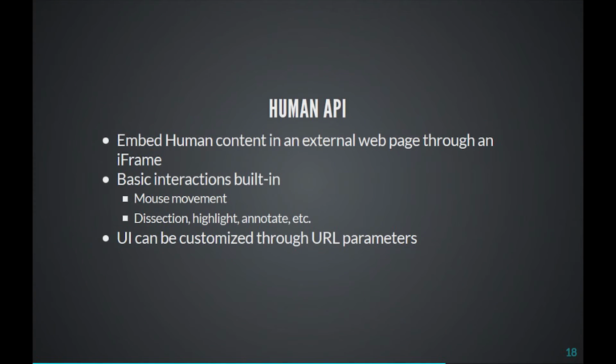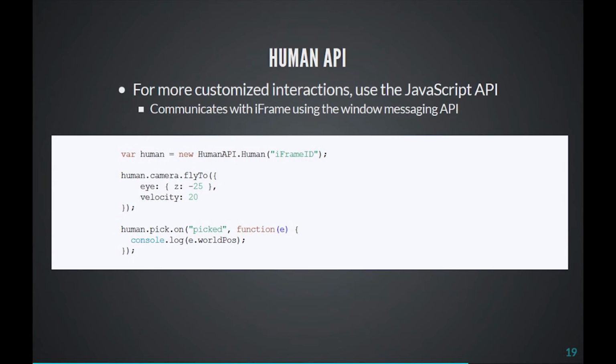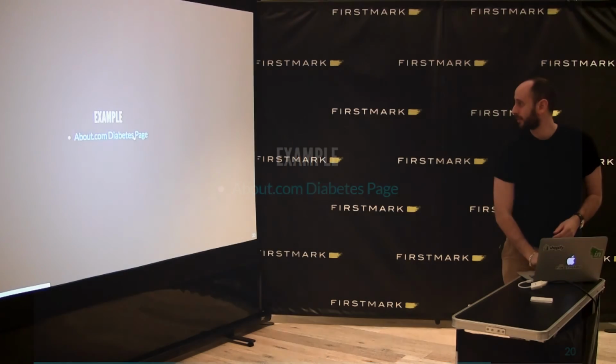And now finally, I'll get into the embedding, the integration part of our platform. Basically, people create a little iframe that embeds some of our 3D content in their page. Some of the basic interactions that you saw, like mouse, dissect, whatever, are built in. You can customize some of the UI through URL parameters. That's the basic step. Then we have a JavaScript API to allow really customized interaction, where the user's clicking around your page and they're updating the scene. I'll show a quick example of that.